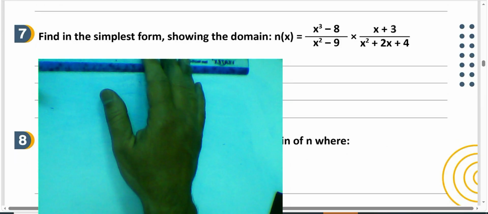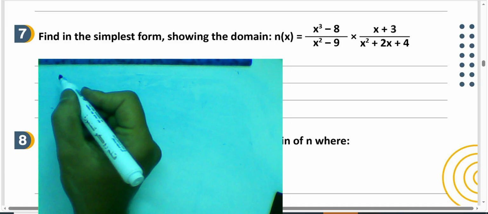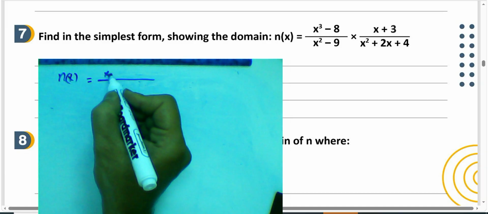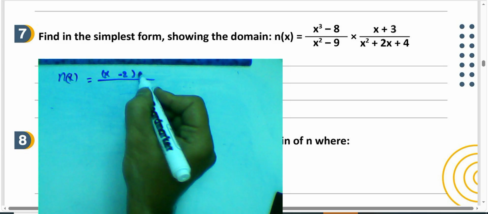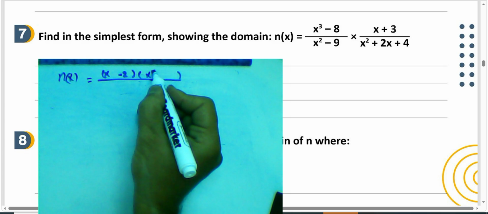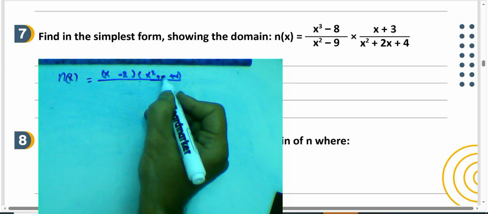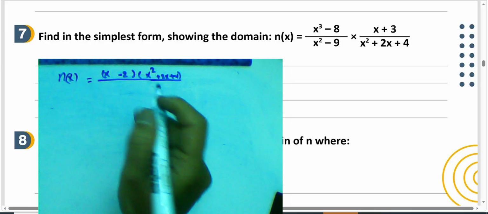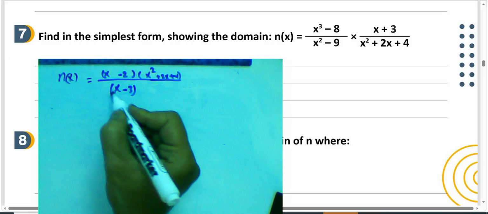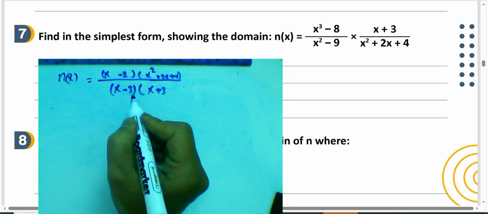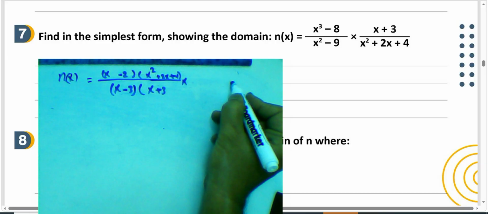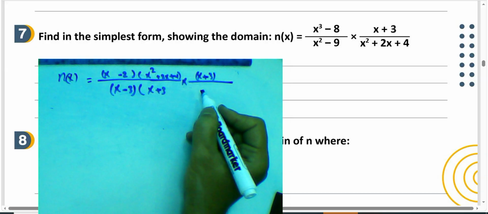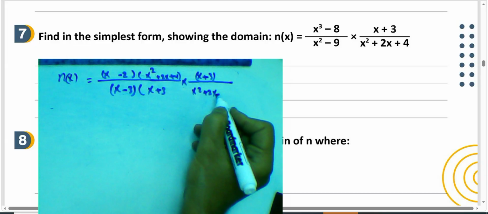Next question, we have n of x equivalent to x power 3 minus 8. You can write x minus 2, factorize expression, and x power 2 and 4, and the middle will be 2x, and down x power 2 minus 9, x minus 3 times x plus 3, product by, we can write x plus 3 over x power 2 plus 2x plus 4.